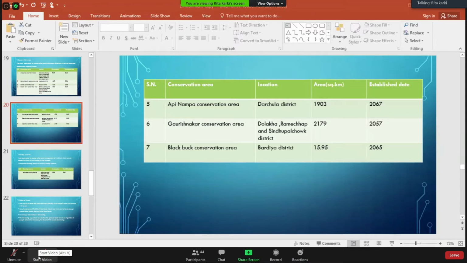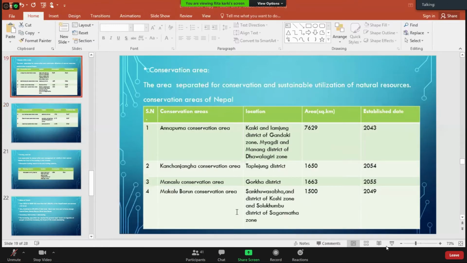So Makalu-Barun conservation area, like other conservation areas, Manaslu and Makalu-Barun conservation area we were studying. Basically, Makalu-Barun conservation area is also the national park. We can read it as the national park, and we can read it as the conservation area itself. It is named as the Makalu-Barun conservation area and national park.